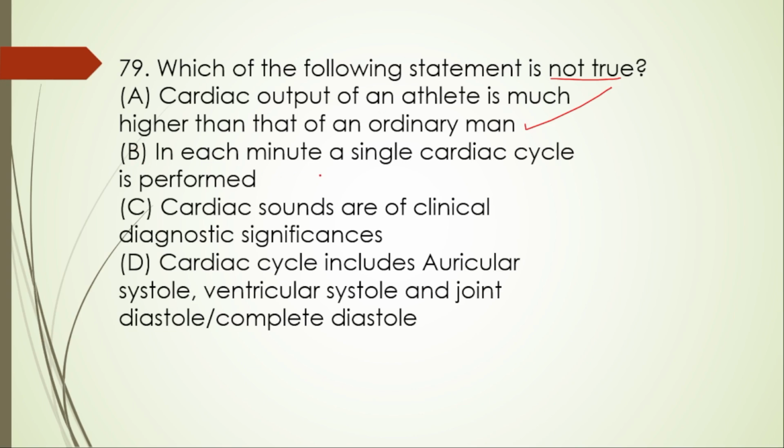B, in each minute, a single cardiac cycle is performed. Incorrect, because a normal human heart rate is about 72 beats per minute, isn't it? This means roughly 72 cardiac cycles. One second, one cardiac cycle. So this is wrong. Not each minute, each second.